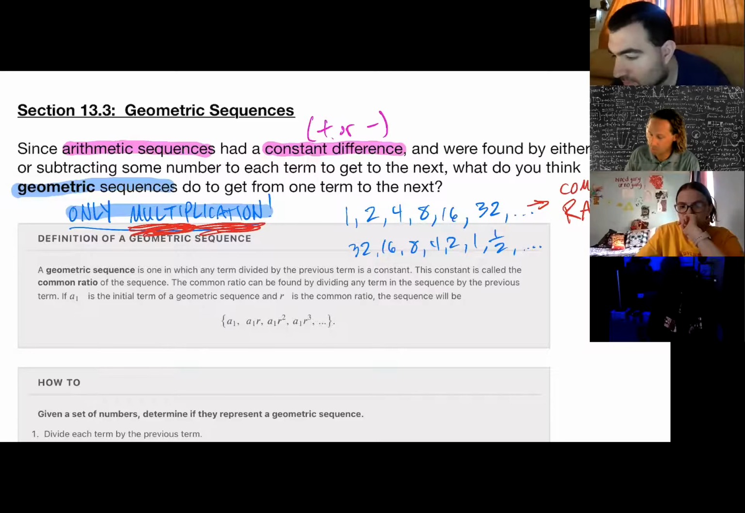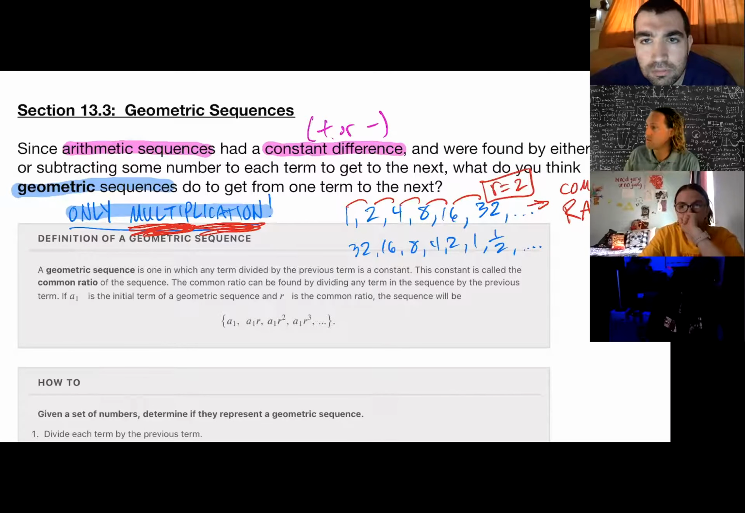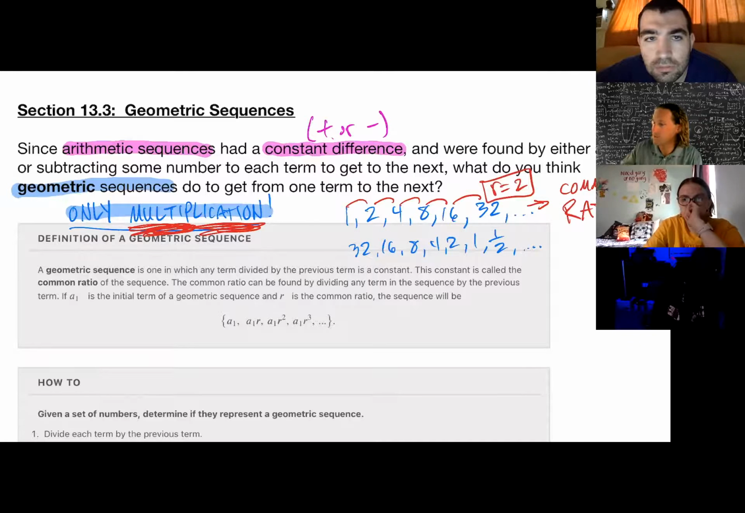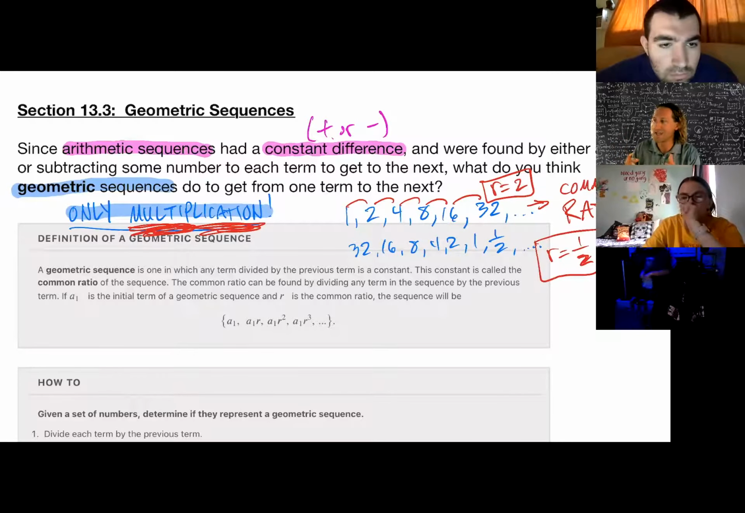So what would that common ratio be for this one? It would be 2. We would multiply each and every one of those by 2. But what would it be for this one then? What would we multiply by? How would we say dividing by 2? Multiplying by what? 1/2. Very good. Now there's no confusion. Does that make sense? That's why we're going to say it's only multiplying.